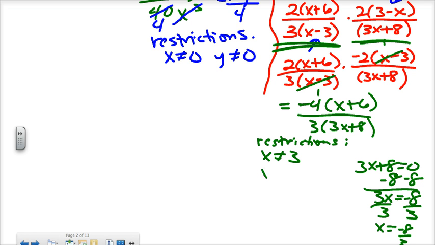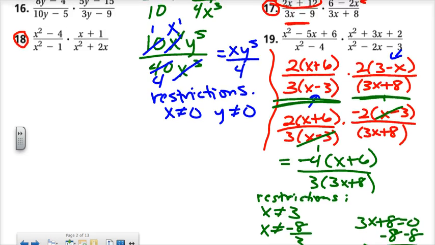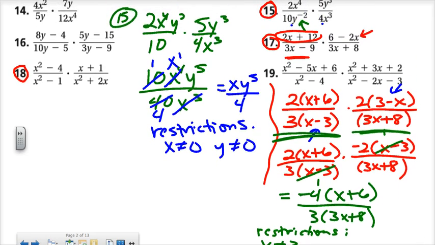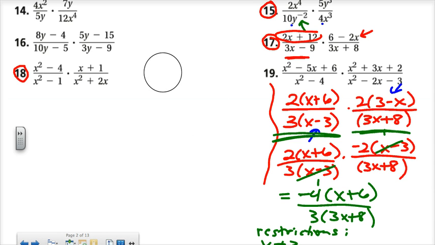So that's our other restriction right there. So again, really important to factor these, not just for simplifying, but so that you can notice those restrictions. I'm going to clear some space here and go through number 18.